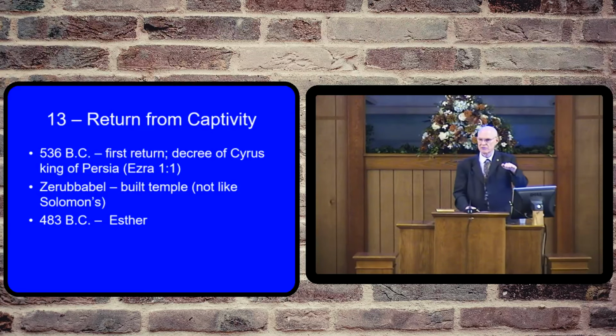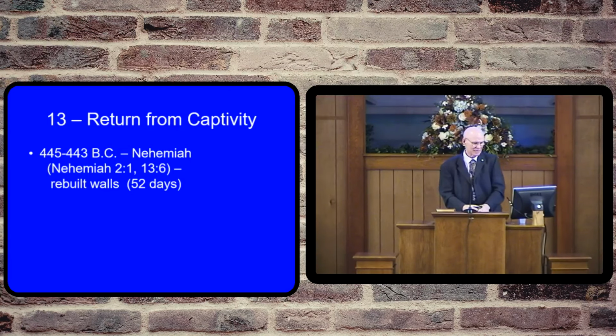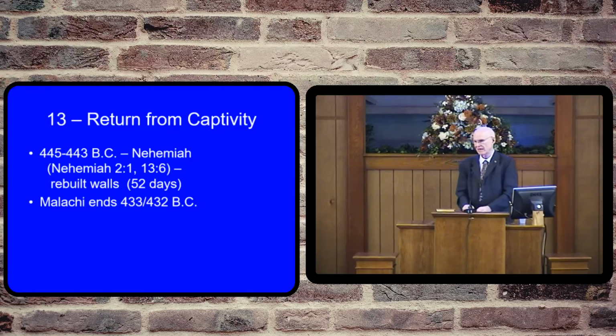Esther fits in this time frame, about 483 BC. And then Ezra comes back. So Zerubbabel's gone back to build the temple. Ezra comes back to restore the worship. And then Nehemiah comes back about 445, 443, and he comes back to build the walls of the city of Jerusalem. So you have the temple built, an attempt to restore the worship, and then the walls of the city rebuilt. The book of Malachi ends in about 432 BC, approximately, at the end of the Old Testament recorded history.